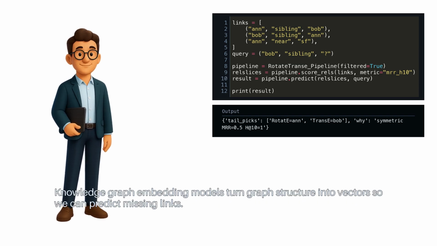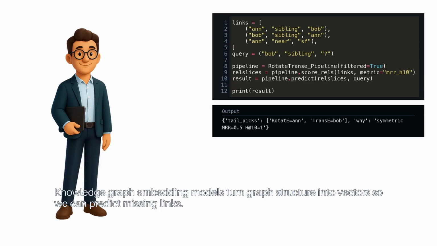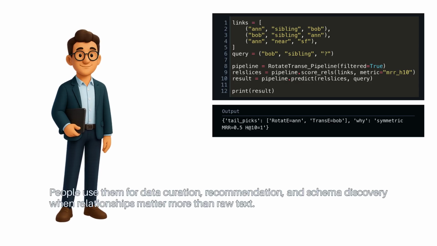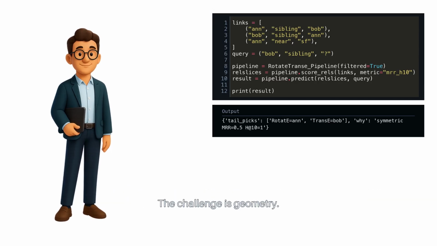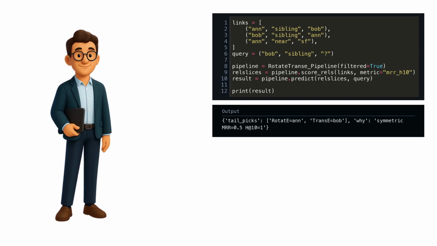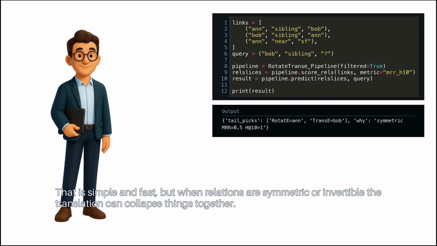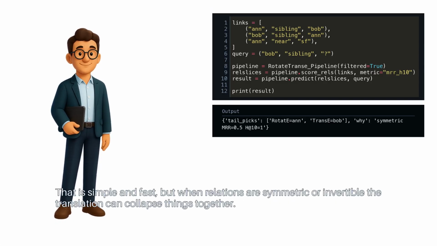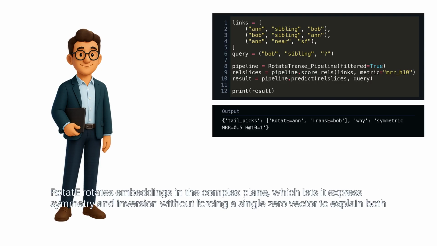Knowledge graph embedding models turn graph structure into vectors so we can predict missing links. People use them for data curation, recommendation, and schema discovery when relationships matter more than raw text. The challenge is geometry. TransE moves points by a fixed vector for each relation. That is simple and fast, but when relations are symmetric or invertible, the translation can collapse things together.